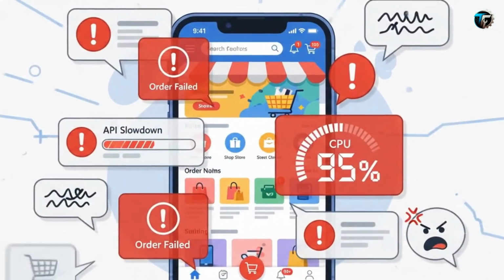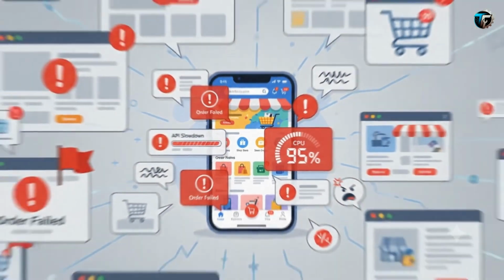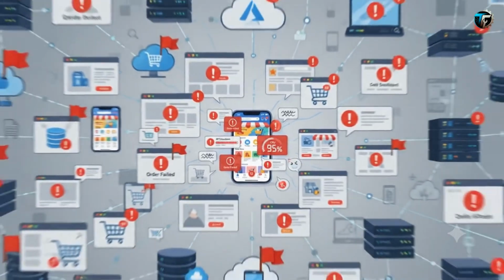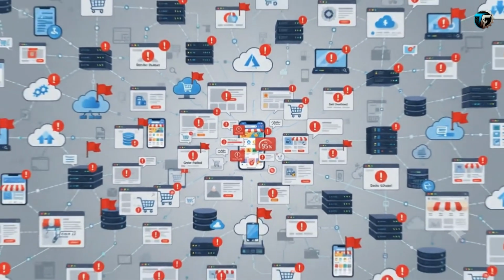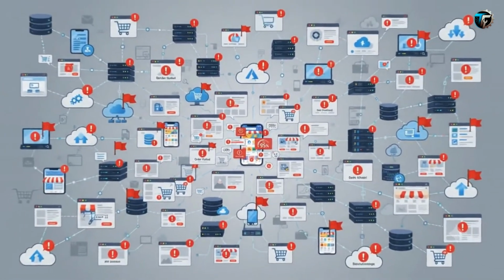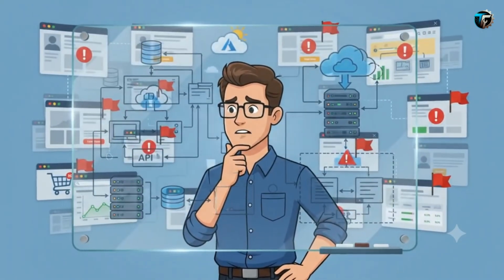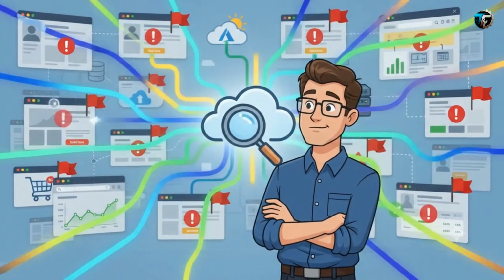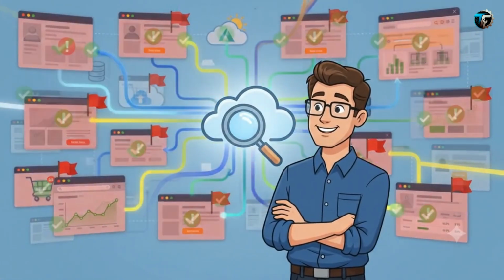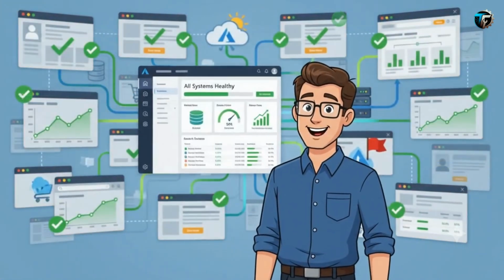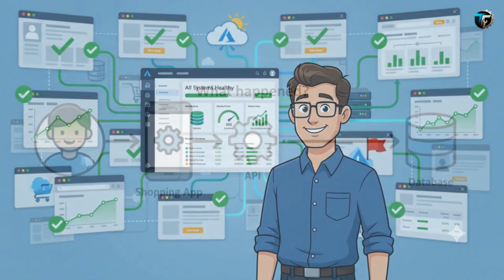Imagine you are running a huge shopping application. The website is still online. Customers can still open the application. But orders are taking 10 seconds instead of 1 second. Some payments are failing. Database CPU is reaching 95%. And customers are starting to complain.